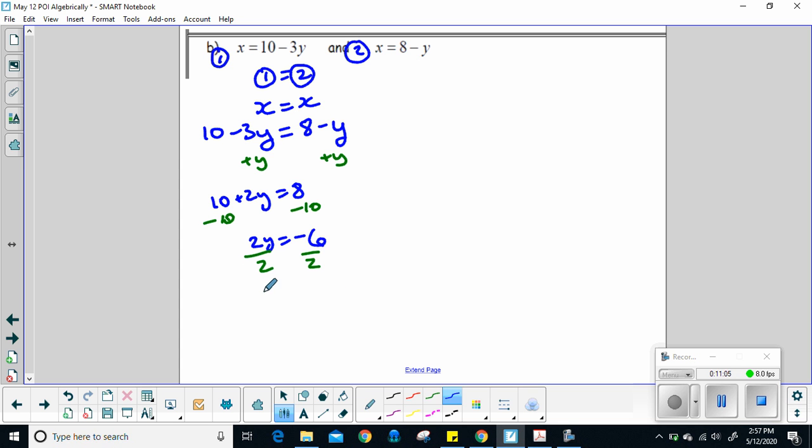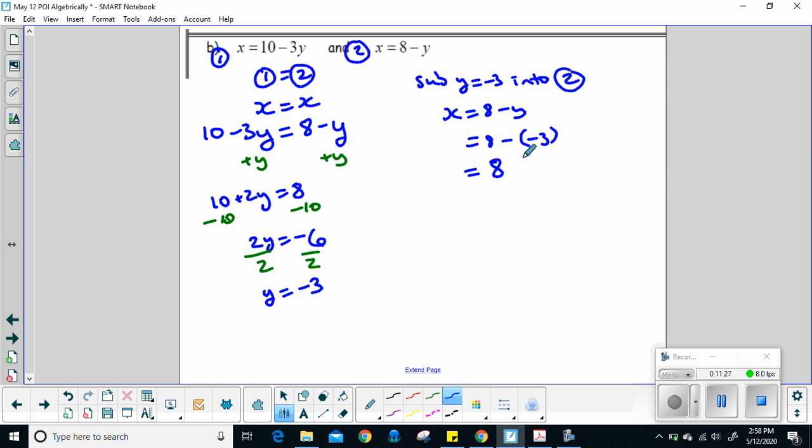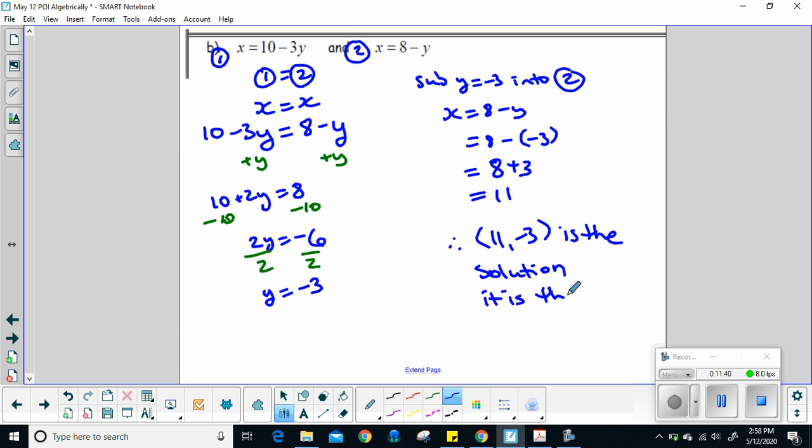And now I have y equals negative 3. Beautiful. Okay? So now I'm going to sub y equals negative 3 into, I don't know, which line do you want to do? Line 2 looks easier. Into line 2. So x equals 8 minus y. So 8 minus negative 3. 8 plus 3 gives me 11. Nice. Therefore, 11 comma negative 3 is the solution. Right? Because it is the point of intersection. Nice. Good stuff.